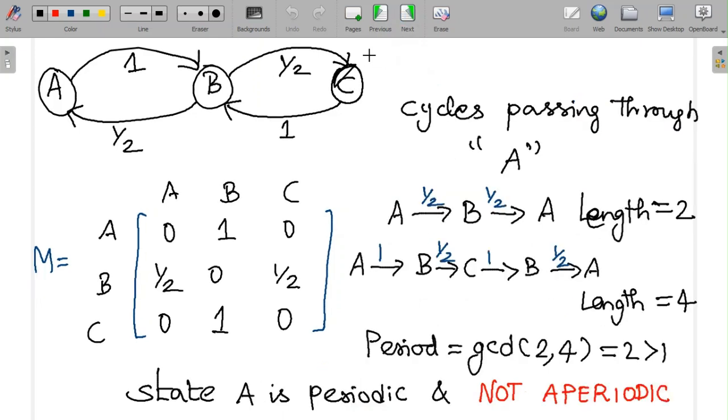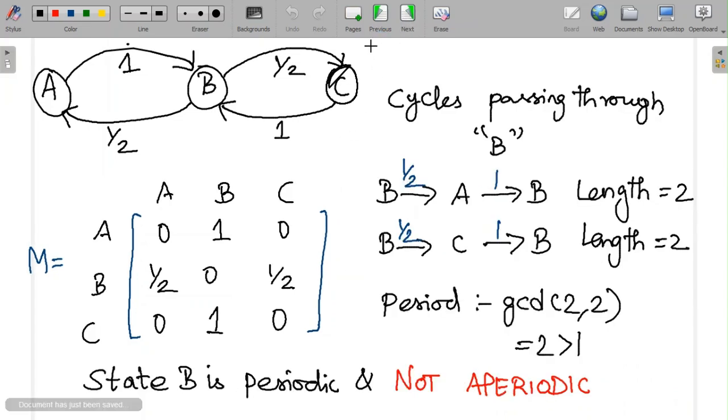Now let's count the number of cycles that pass through each state, and let's find out the period in each case. There are two cycles which pass through A, namely ABA of length 2 and ABCBA of length 4. The period of the corresponding state will be the greatest common divisor of 2 and 4, which is 2. Therefore, state A is periodic and it is not aperiodic.